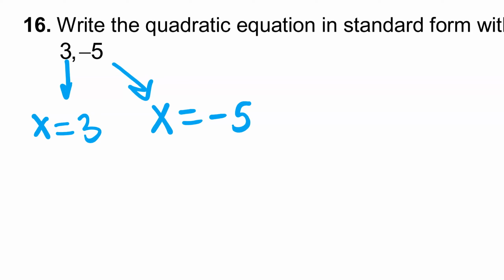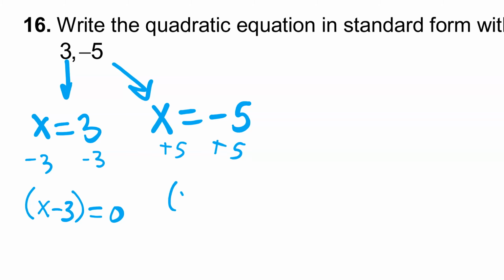Ideally, I would like to put these in factor form. So if I subtract 3 from both sides, I get x minus 3 equals 0. Add 5 on both sides, I have x plus 5 equals 0. And then notice I have two factors. Because if you look up at number 13 or 14, whenever you have two factors being multiplied and it's equal to 0, you set each factor equal to 0.